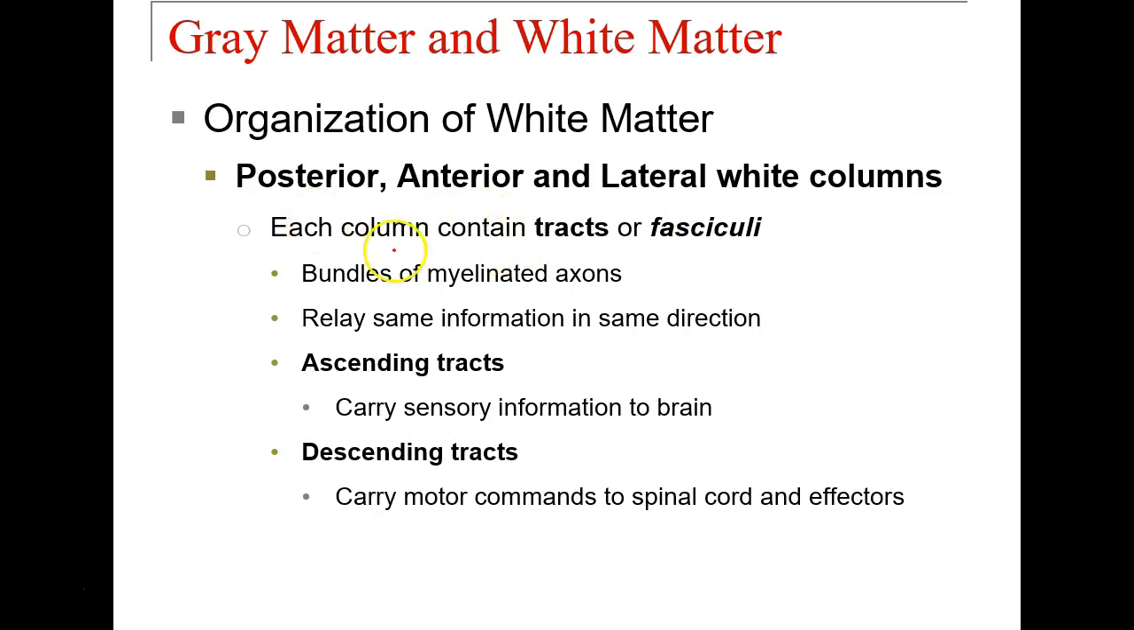Okay, so white columns. Each column is going to contain tracts or fasciculi. Tracts are going to be bundles of myelinated axons. So in the peripheral nervous system, bundles of axons are known as nerves. In the central nervous system, they are known as tracts. Okay? They relay information in the same direction. Ascending tracts will carry sensory information to the brain. Descending will carry motor commands to the spinal cord and then to the effectors.